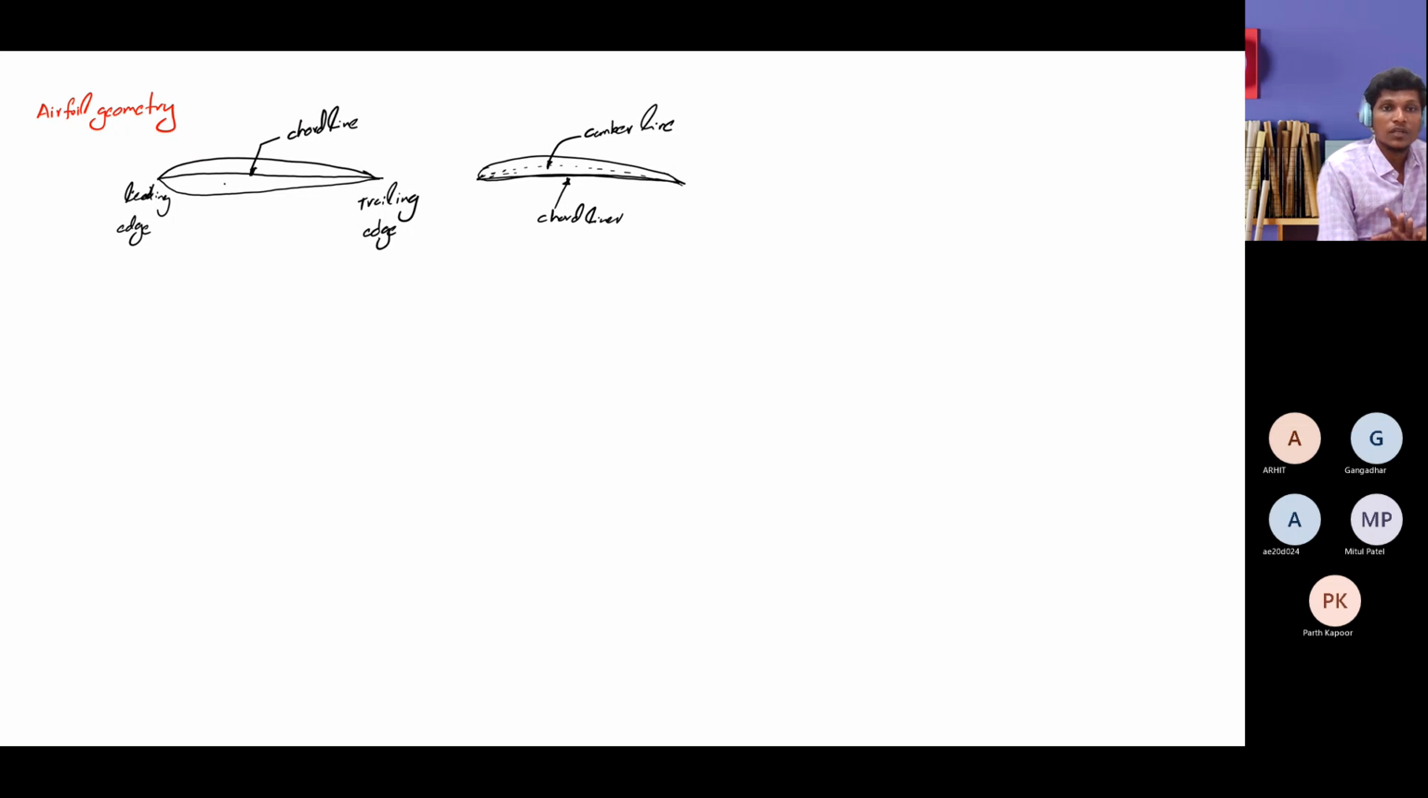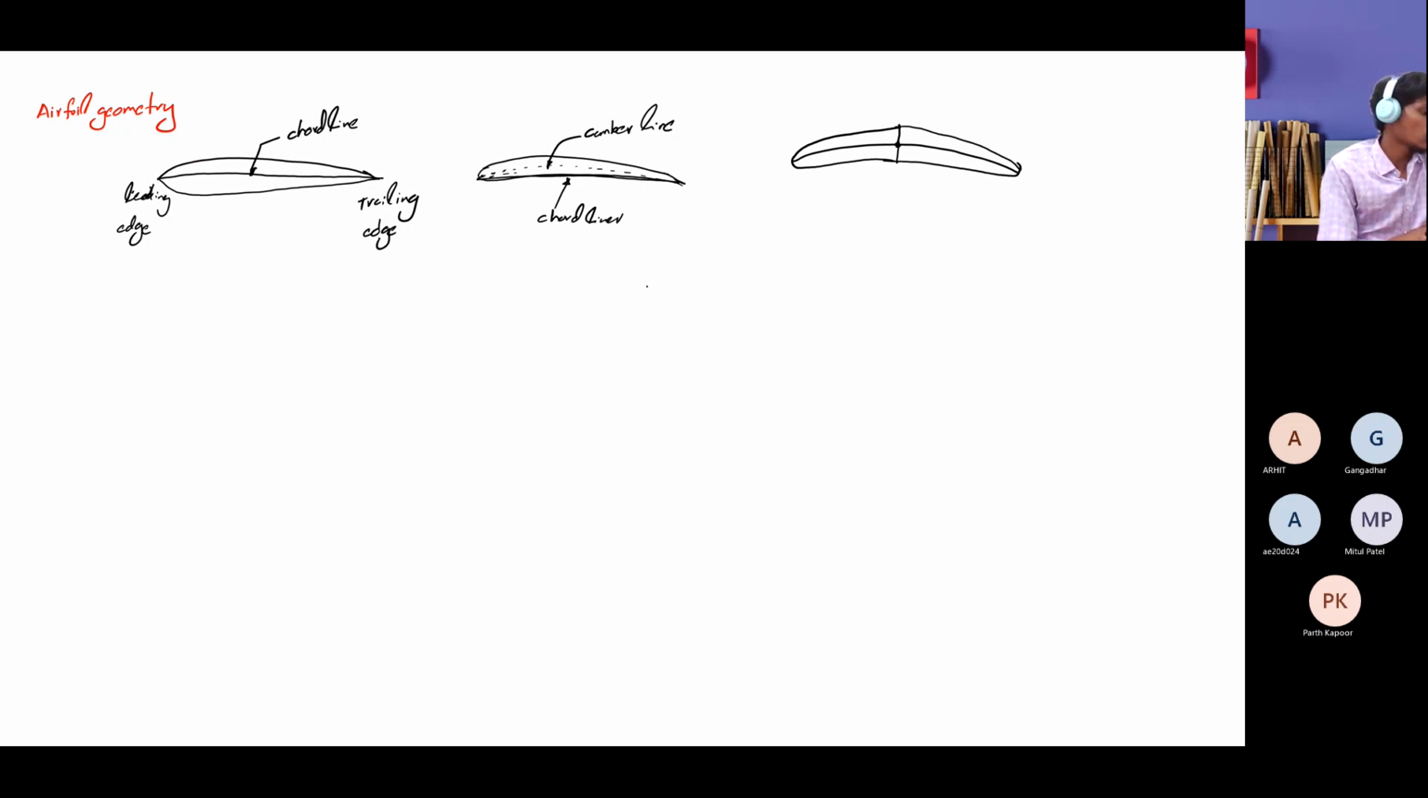For the symmetric aerofoil, your camber line and chord line are the same, so there is no asymmetry on the top or bottom surface. But if you have any camber line like this, you need to move the same distance upward and downward from the camber line. That will generate your aerofoil with both the top and bottom surfaces. This is how you can generate your cambered aerofoil.